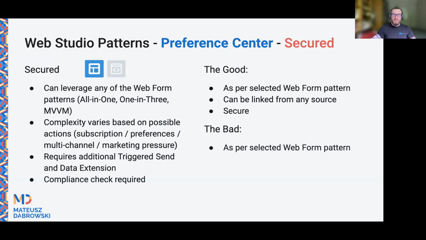So as per selected web form pattern, but also it's complex to build because it will be 2 cloud pages with 2 web forms, with the code resource backend, with the triggered send, data extension, additional email with the personalized link. So there is a lot more to digest. But as in most cases you are building the preference center one time, I think it's worth doing so to make sure that your subscribers are secure.